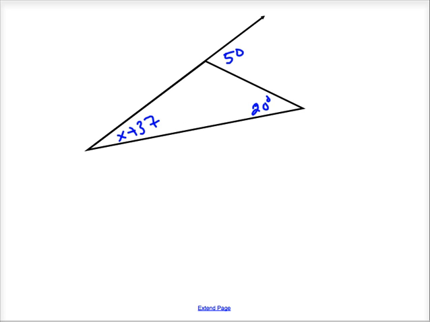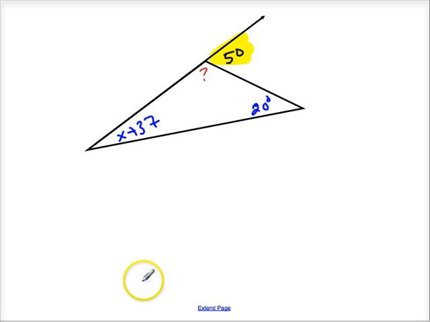Which one is my exterior angle, first off? Is it the x plus 37? Is it the 20? Is it this angle here that is unknown? Or is it the 50-degree angle? The 50-degree angle, this is my exterior angle. So now what can I write? What can I say about the exterior angle?